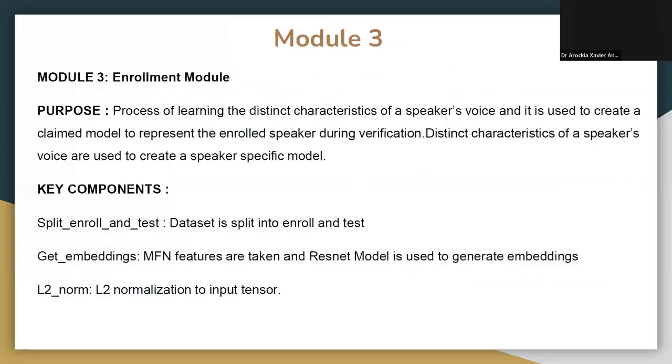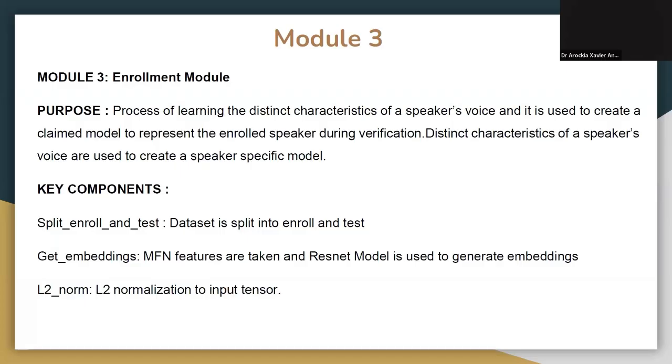And then moving on to the enrollment module, the process of learning the distinct characteristics of a speaker's voice is noted and held in an embedded format in the data. Using this, we can compare with the verification phase. The distinct characteristics of the speaker's voice are used to create a speaker-specific model, and the data set is split again into enroll and test sets.